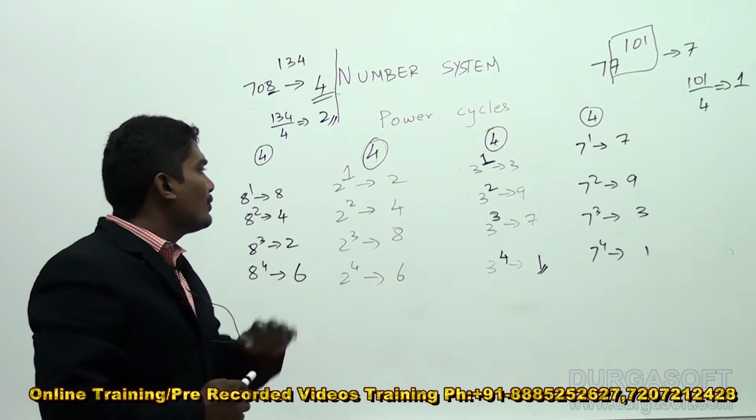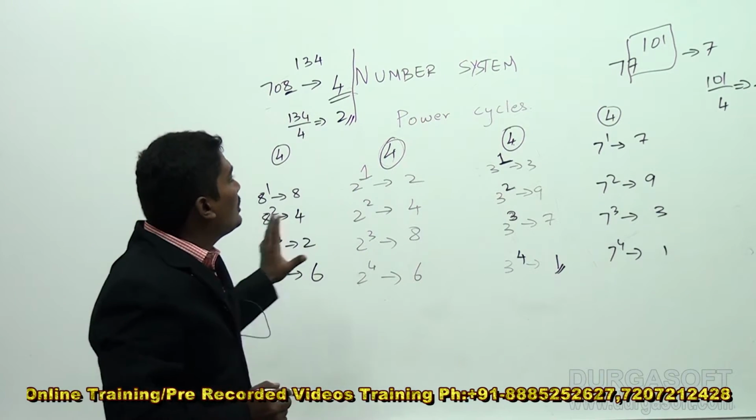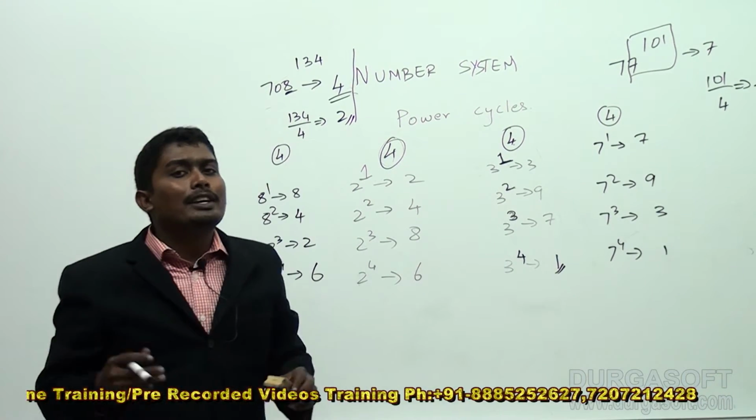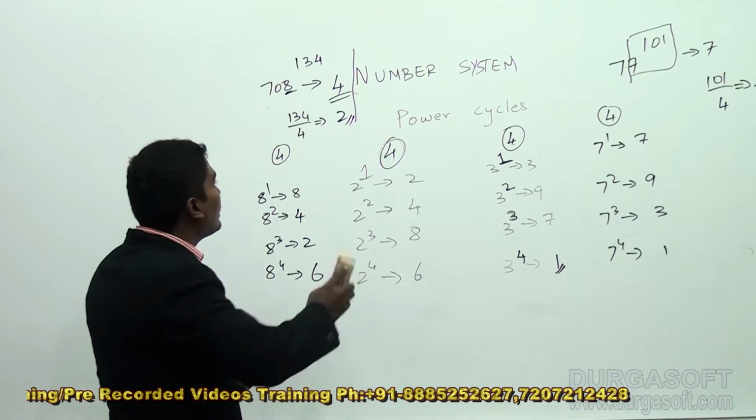So only for these 4 numbers, the power cycle is 4. So we saw these 4 numbers together. However, the power cycle may be 2 or 1 also for different numbers. So we will be looking at the power cycle of the other numbers.